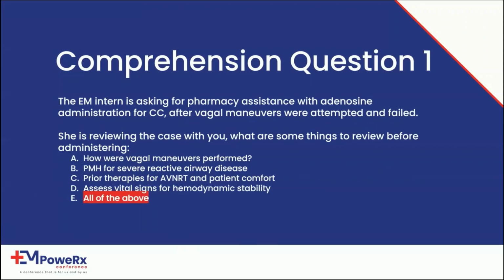go through how those vagal maneuvers were performed. Did they attempt that modified Valsalva technique? Does the patient have a history of severe reactive airway disease? Is that something maybe we should tailor therapies away from adenosine if possible? Other past medical history to review. Has there been any therapies that have worked in the past for the patient? Can we repeat prior successes? And obviously, our first decision point is how hemodynamically stable they are.